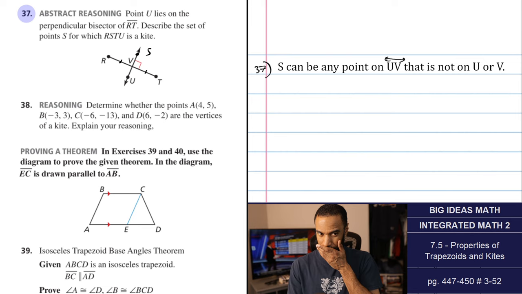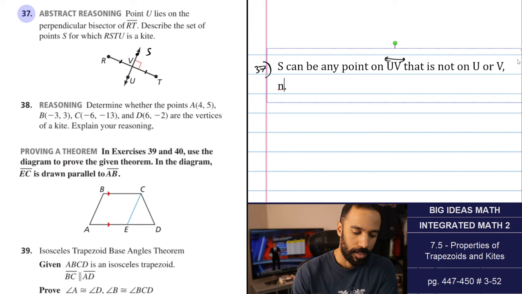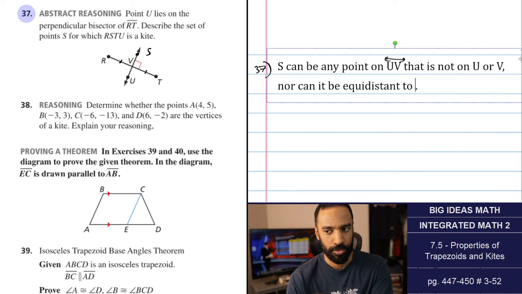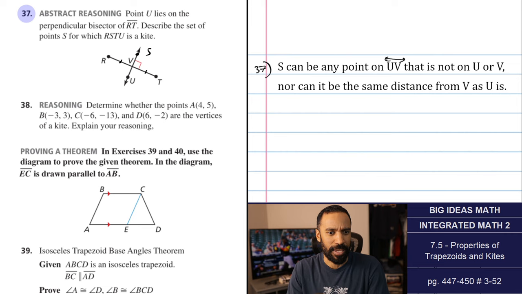Oh, hold on. It also can't be, because this can't be a rhombus. Nor can it be equidistant to V as U is. Wait. It cannot be the same distance from V as U is. You mean as you are? No, as U is. That's kind of where I'm going with that answer. That makes sense to me, at least, whenever I think about it. Because it can't be on U either. So, yeah, that's what I'm saying.